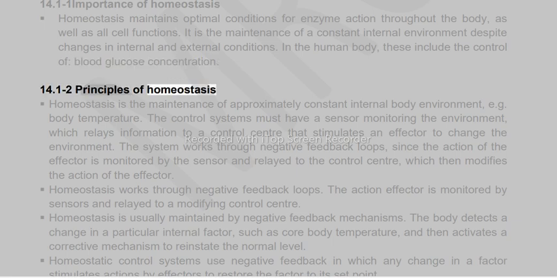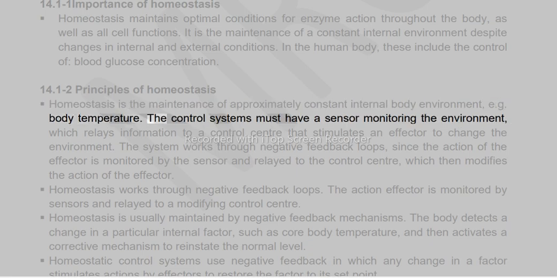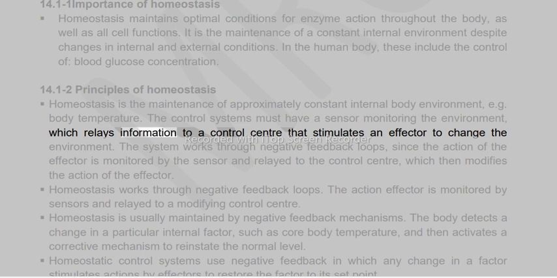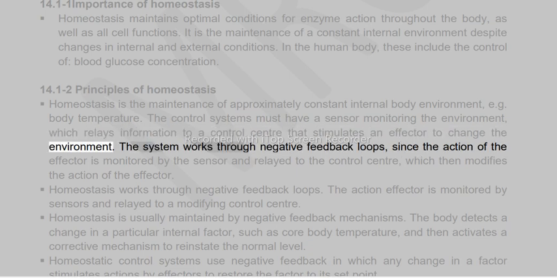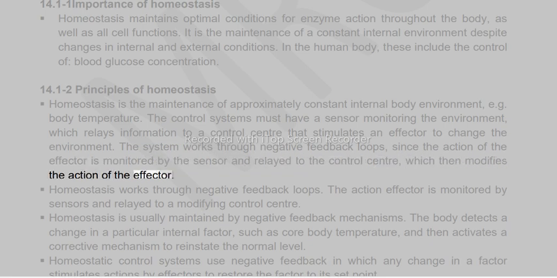14.1-2 Principles of homeostasis. Homeostasis is the maintenance of approximately constant internal body environment, e.g., body temperature. The control systems must have a sensor monitoring the environment, which relays information to a control center that stimulates an effector to change the environment. The system works through negative feedback loops, since the action of the effector is monitored by the sensor and relayed to the control center, which then modifies the action of the effector.